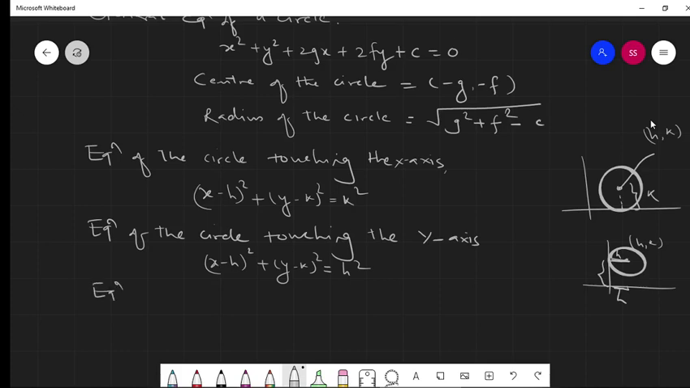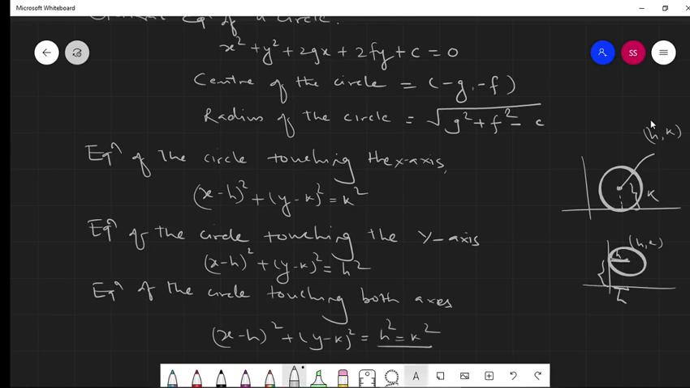And the equation of the circle touching both axes, in this case either h or k, you can write x minus h whole square plus y minus k whole square equal h square or k square, anyone we can check, touching both axes.